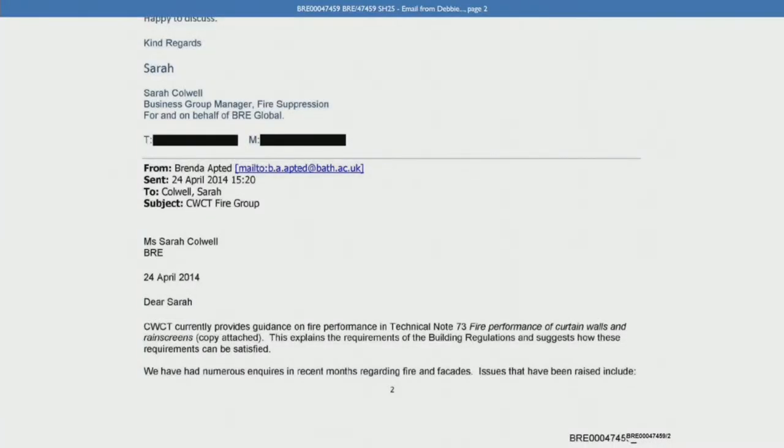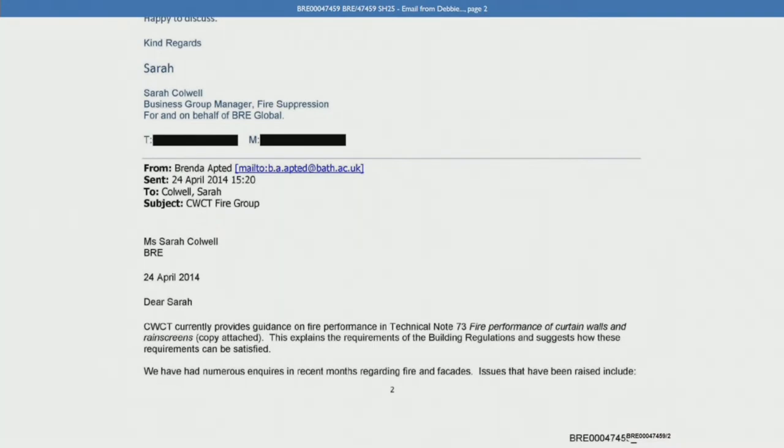Now, I should tell you this. You do get to see this email because you're looped into the email chain higher up, as we're going to see. And Brenda Apted says this: CWCT currently provides guidance on fire performance in Technical Note 73, fire performance of curtain walls and rain screens, copy attached. This explains the requirements of the building regulations and suggests how these requirements can be satisfied.